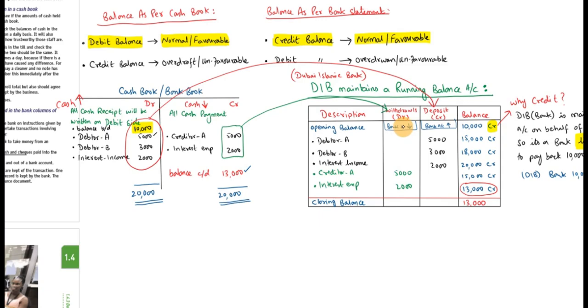Decreased liability means the bank will debit our account. So this is the reason. Withdrawal of money from the bank will be a debit, and deposit of money into the bank account is a credit. Have you got this point?